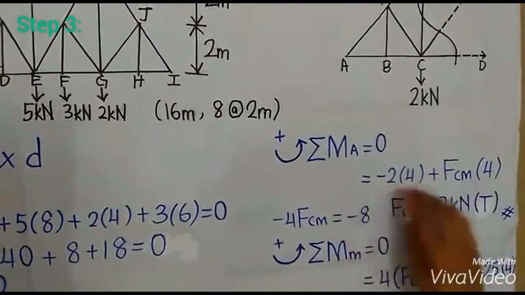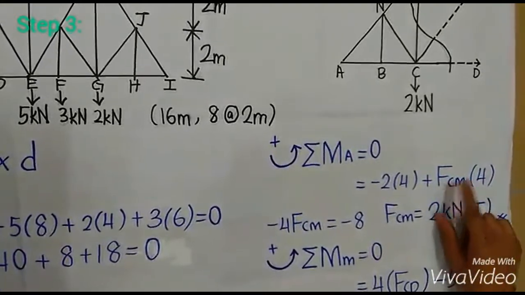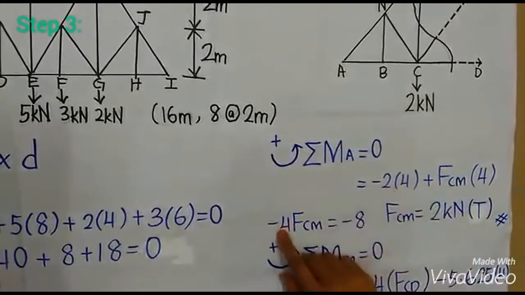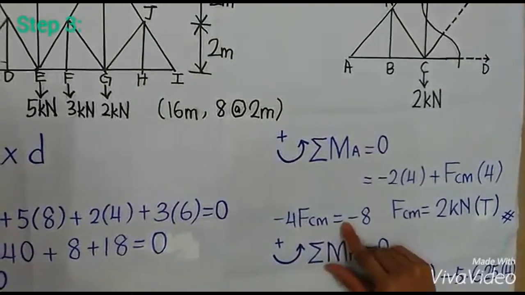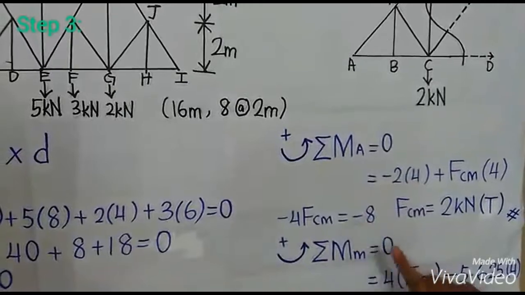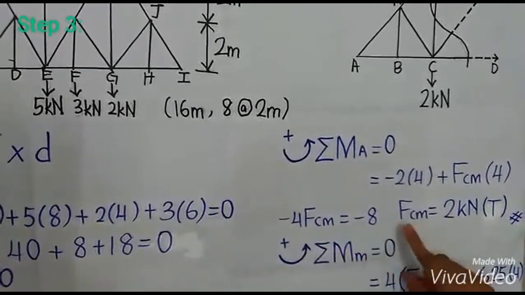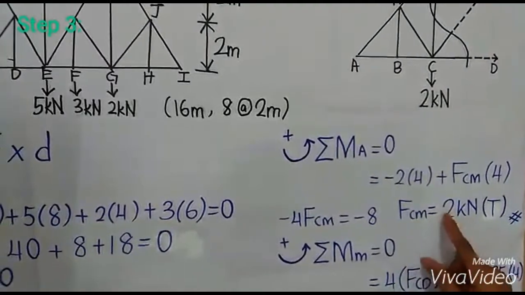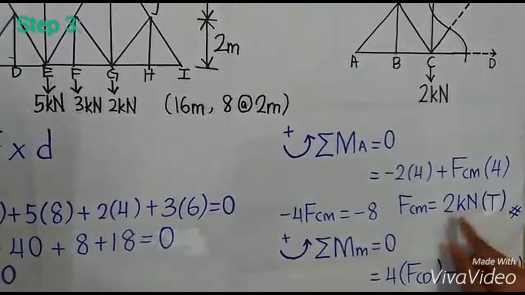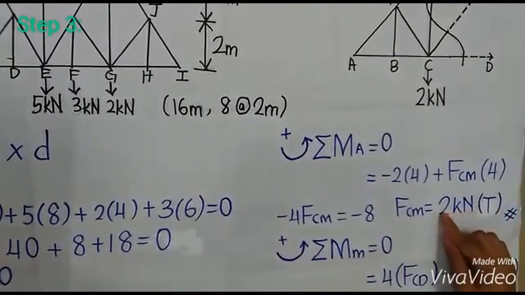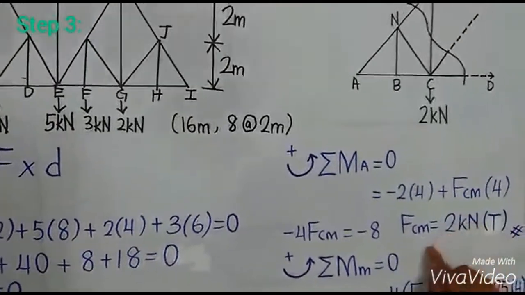Then we can calculate by transferring FCM multiplied by 4 to the other side and it becomes negative 4 FCM equals negative 8. And by shifting negative 4 to the other side, we get FCM equals 2 kilonewton. And FCM is tension because 2 kilonewton is positive. Tension is positive.